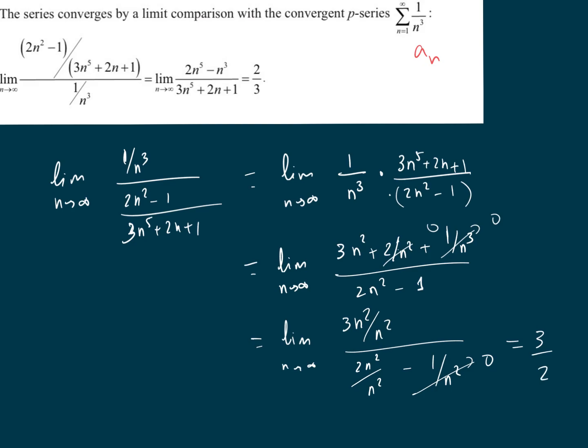So the limit is a finite number, and because it's a finite number, it means this one converges, since the 1 divided by n cubed converges: p is bigger than 1, it is 3. So 1 divided by n cubed converges. So because these converge and the limit is a finite number, this one converges.